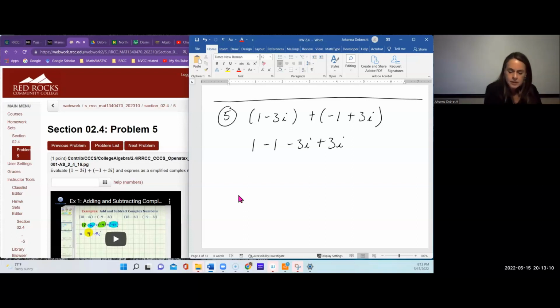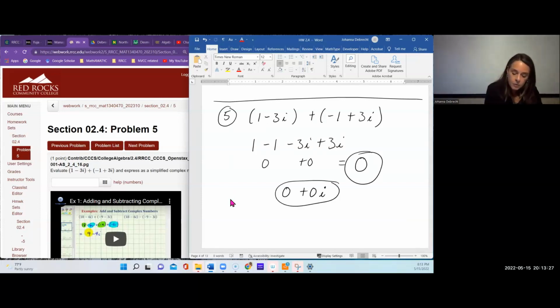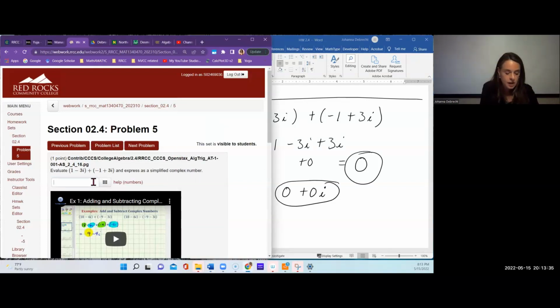Well, 1 minus 1 is 0, and negative 3I plus 3I is also 0, and 0 plus 0 is, well, 0. Now, can you write it as a complex number? Well, you could write 0 plus 0I, and that would put it into complex number form. Or you can just write 0. I'm not sure what WebWork is looking for. Let's give it a shot. Let's just try 0 and see if it takes it.